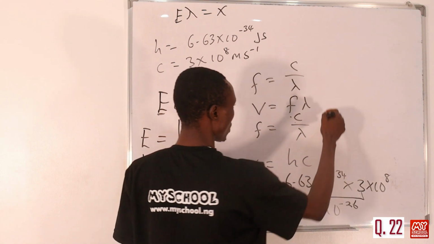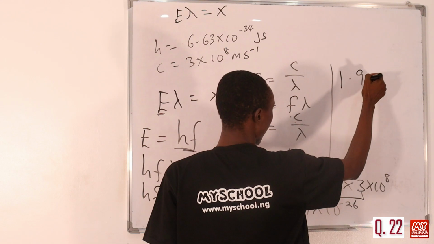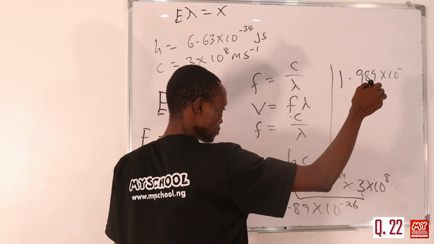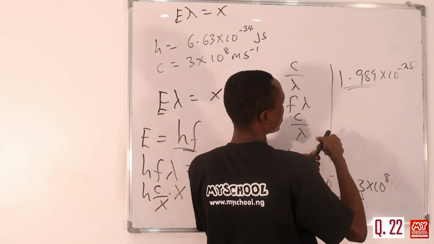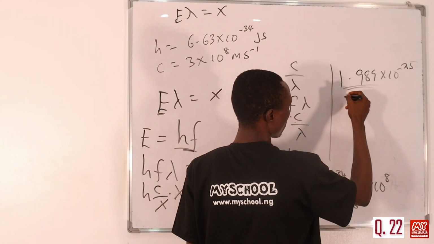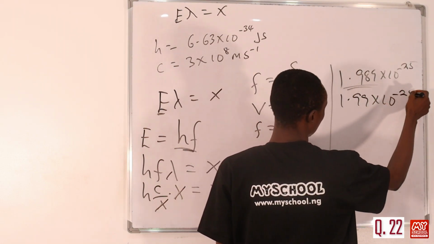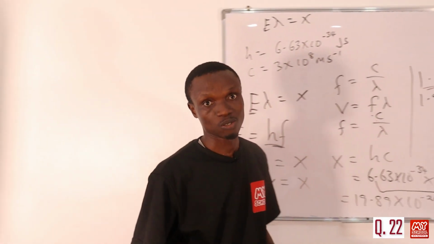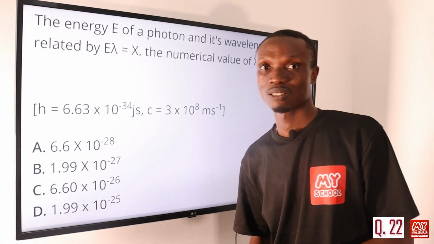So that at the end of the day, we'll be having 1.989 times 10 raised to power minus 25. Okay? So putting this value into 2 decimal places, we'll be having 1.99 times 10 raised to power minus 25. Okay, so let's return back to the screen to pick the correct answer to this question, and that is option D, 1.99 times 10 raised to power minus 25.